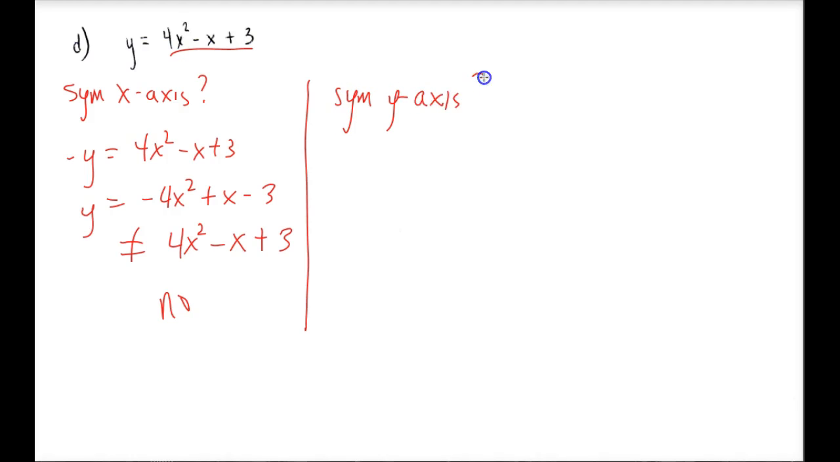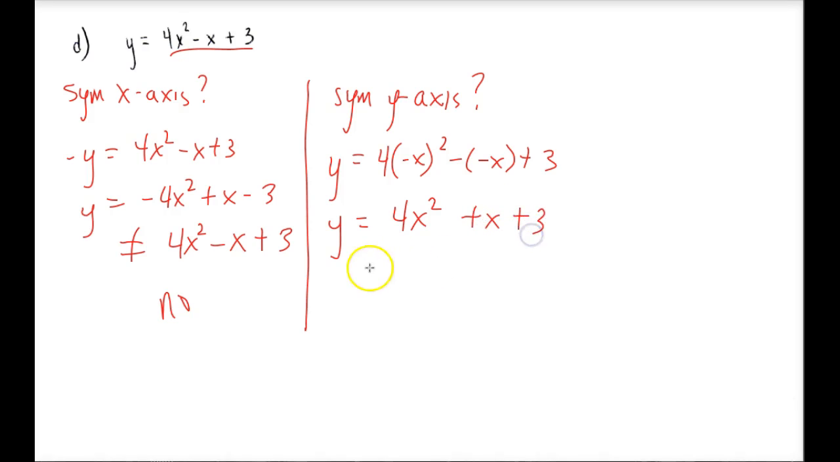If we do symmetry about the y-axis, then y stays the same, so now we have to plug in negative x everywhere where we see x. Okay, and so now in doing this, we get 4x squared plus x plus 3. And again, this is not equal to what we originally started off with. So we have no symmetry about the y-axis.